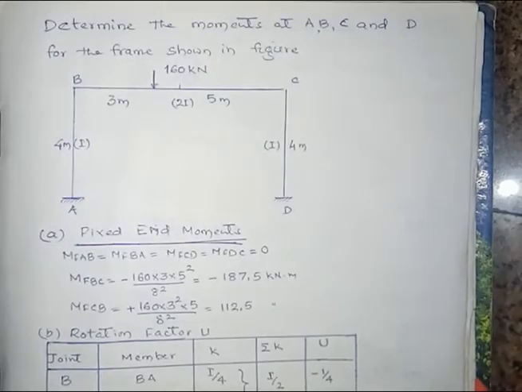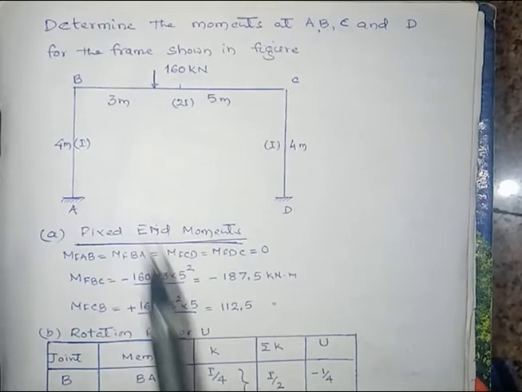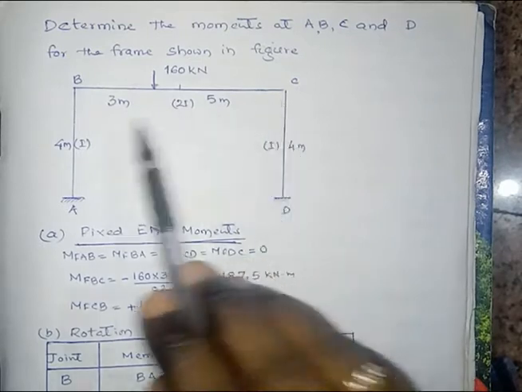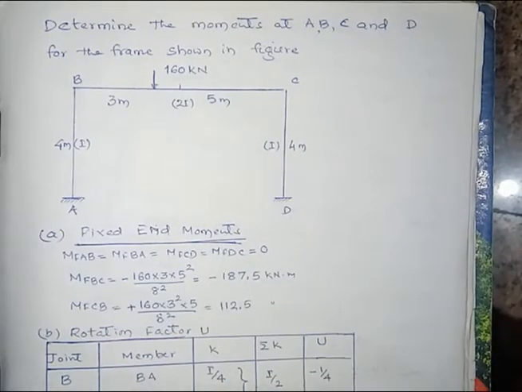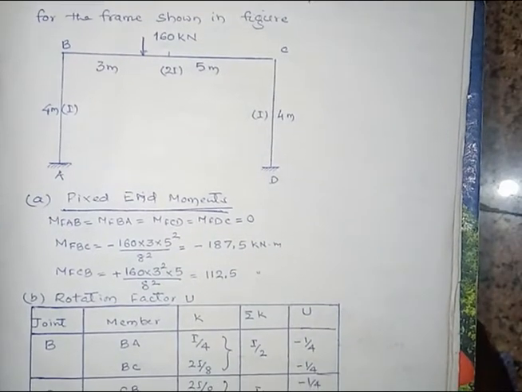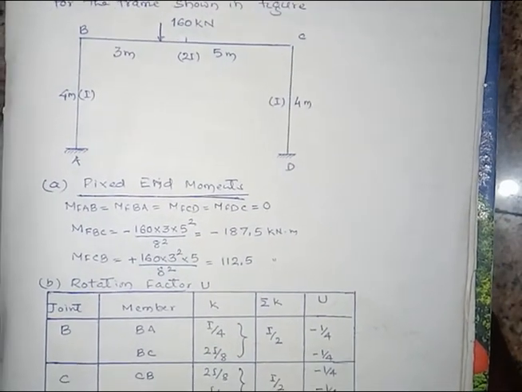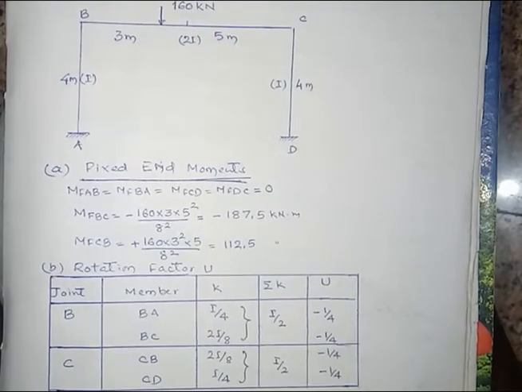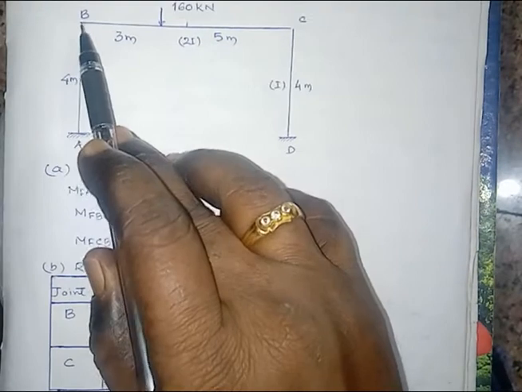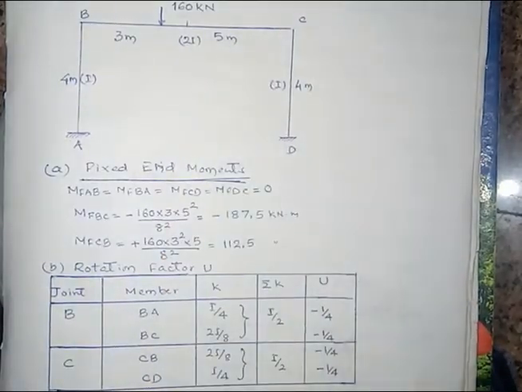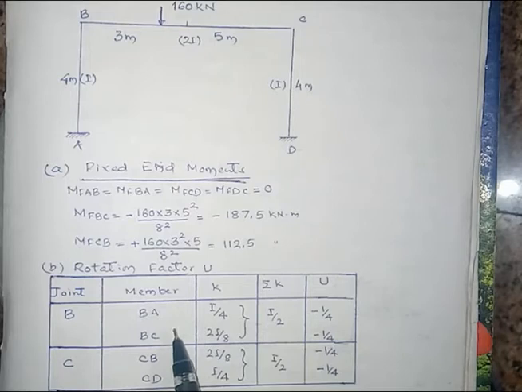Here the rotation factor U is given by minus half into K divided by summation K. Here, by observing this diagram, B is one of the joints and C is another joint. At B, two members are connected. One is B to A, that is subjected to no loads, one of the vertical members, and the other is B to C. With respect to B, A is fixed and C is continuous.